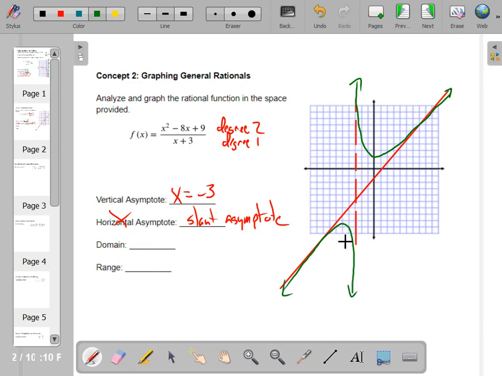Now the domain here, you still can't plug in negative 3, so negative infinity to negative 3, union negative 3 to infinity. There's a vertical asymptote, so negative 3 is not in the domain. But the range, it does go up and down forever. There's a bit of a gap here. Let's not worry too much about that.